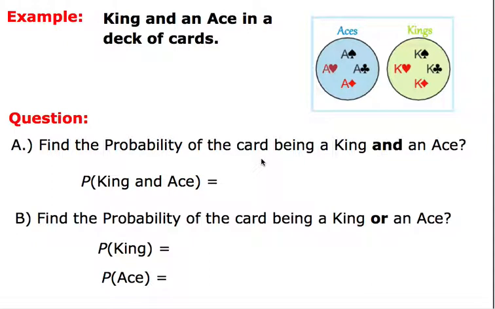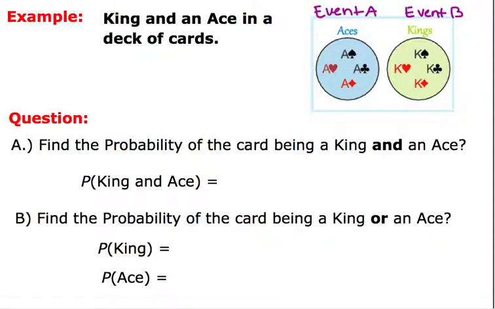Here's an example of a mutually exclusive problem. So let's pretend we have a deck of cards. And we're talking about event A, being the aces in the deck. So we notice here are the 4 aces in the deck. And event B, kings in the deck. There are 4 kings in the deck.